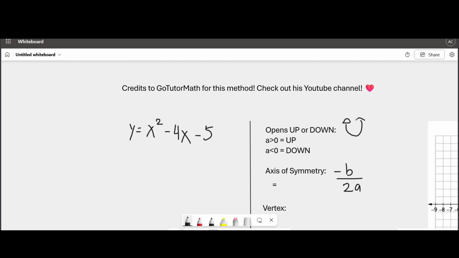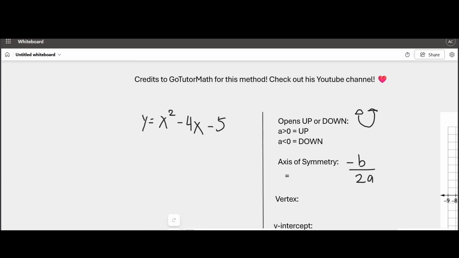By the way, this is all credits to GoTutorMath for this method. You guys should check out his channel as well. So here is the parabola. Sorry for the kind of hideous drawing. It looks like a smile.